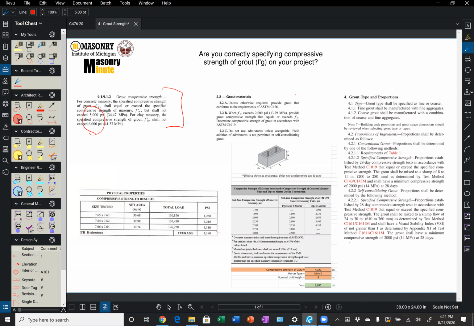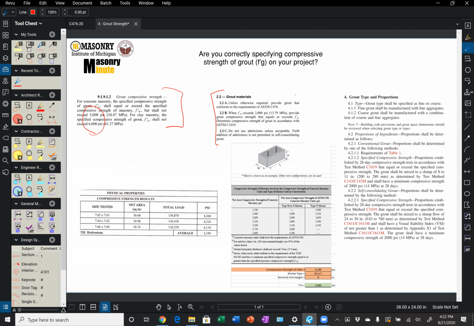And we can see those values in section 9.1.9.1.2 here. As we then go to the TMS 602 document, which would be our masonry specification, we can see that in section 2.2, it says that unless otherwise required, provide grout that conforms to the requirements of ASTM C476, and that when our F'(M) value exceeds 2,000 psi, provide grout compressive strength that equals or exceeds F'(M), and all that testing is going to be done in conformance with ASTM C1019, which we covered in a previous Masonry Minute.